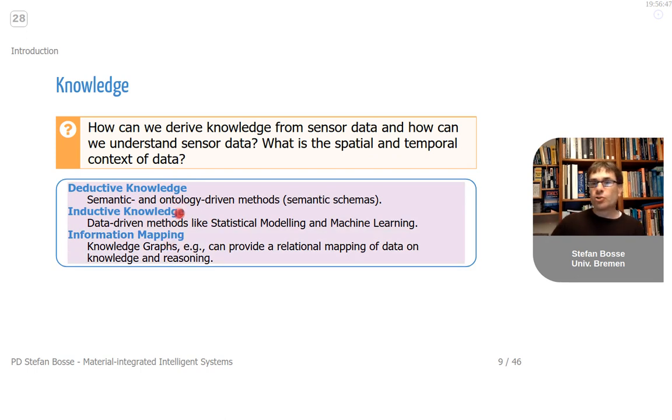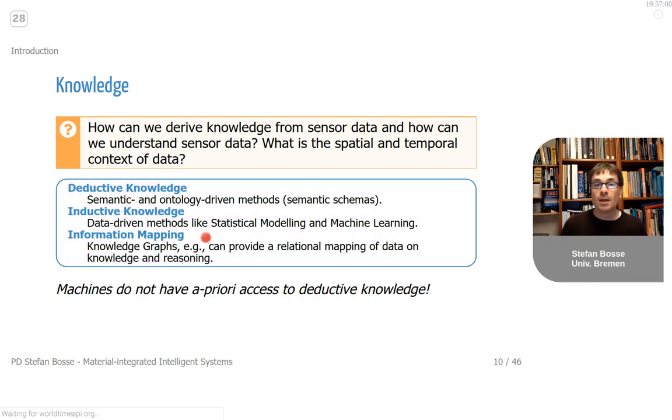Inductive knowledge is typically a result of data-driven methods like statistical modeling and machine learning. Deductive knowledge is more or less semantic and ontology-driven methods. And information mapping is the bridge between both, basically. Knowledge graphs, for example, can provide relational mapping of data and knowledge and reasoning. But this is important: machines do not have a priori access to deductive knowledge.